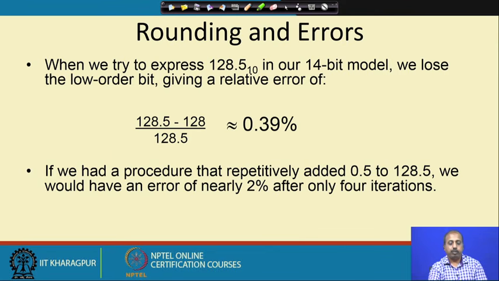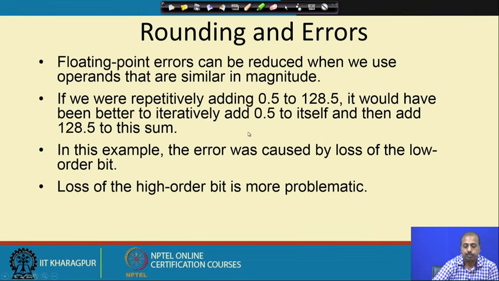If we go on repeating the process by adding 0.5 to 128.5, just going on adding 0.5 again and again, then within 4 iterations it will introduce about 2% error in the result. That comes because every time we are doing it, the value is not representable in this system. As a result it will introduce some error. That is how these errors can creep into floating point computations.